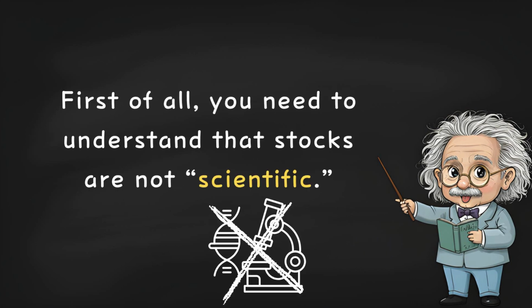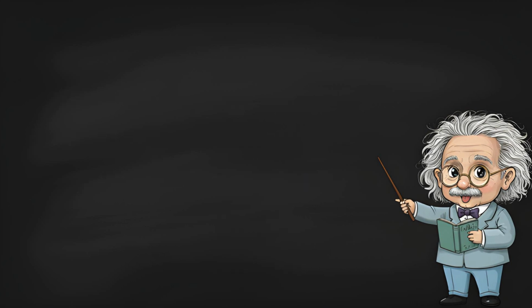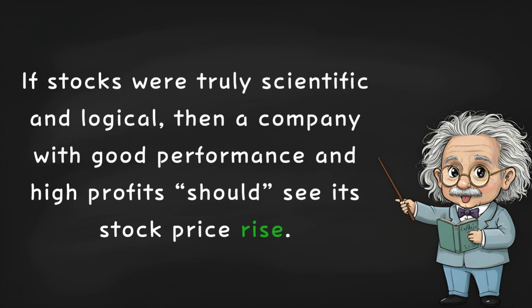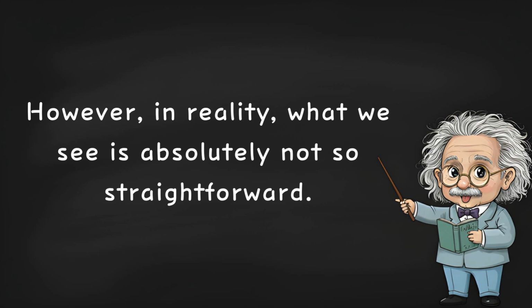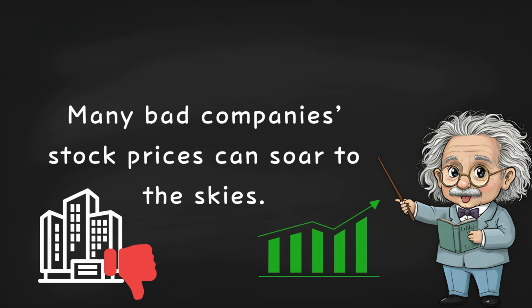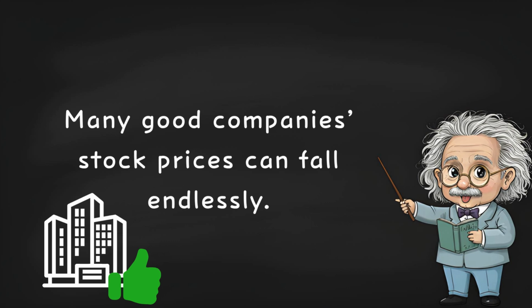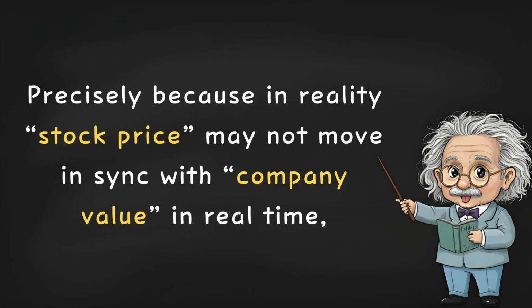First of all, you need to understand that stocks are not scientific. They're more like an elusive art. If stocks were truly scientific and logical, then a company with good performance and high profits should see its stock price rise. Conversely, a company with poor performance and low profits should see its stock price fall. However, in reality, what we see is absolutely not so straightforward. Many bad company stock prices can soar to the skies. Many good company stock prices can fall endlessly. Precisely because, in reality, stock price may not move in sync with company value in real time.